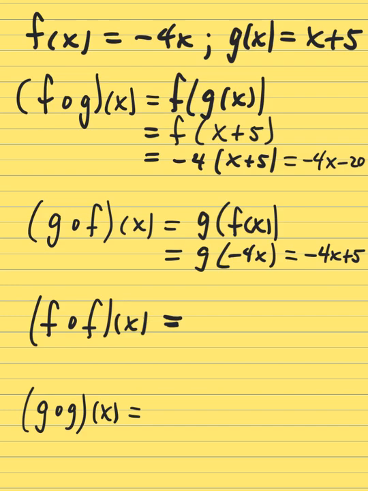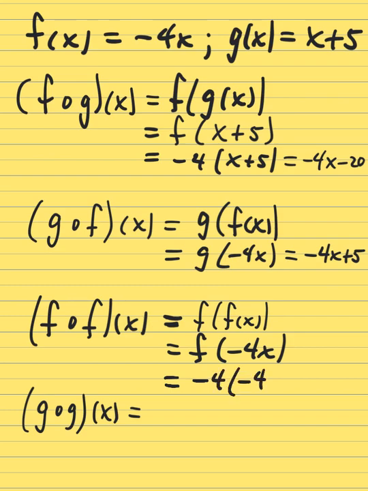Now the bottom two are kind of weird to look at. It's f composed of itself. Let's go ahead and collapse it down like we have been doing. Function f is negative 4x. If we plug f into itself, then that is negative 4 times what used to be x, which is negative 4x. We substitute it into itself. Well, that makes a positive 16x.